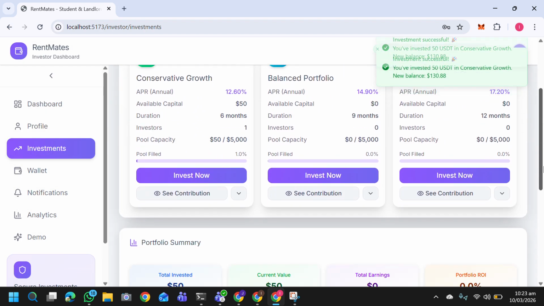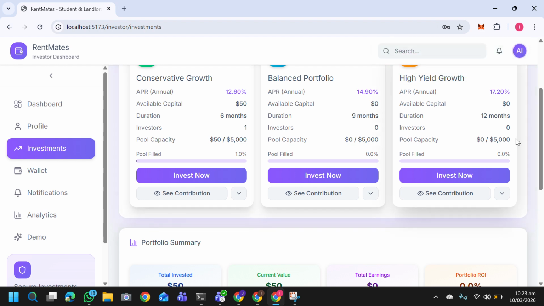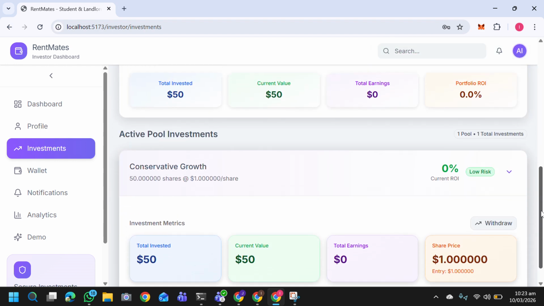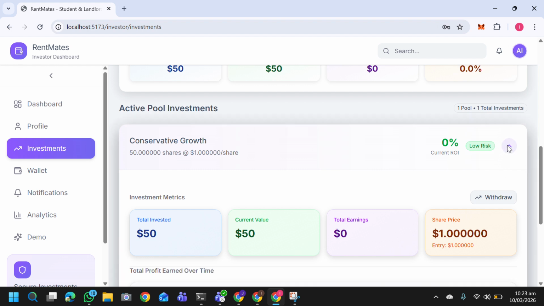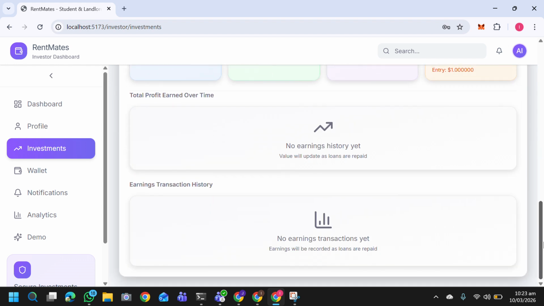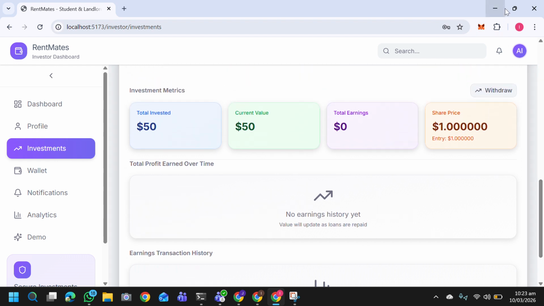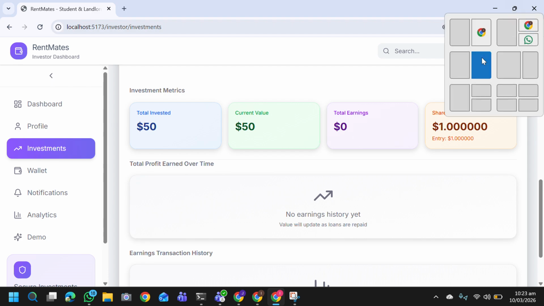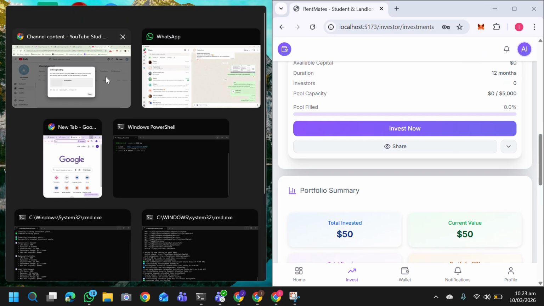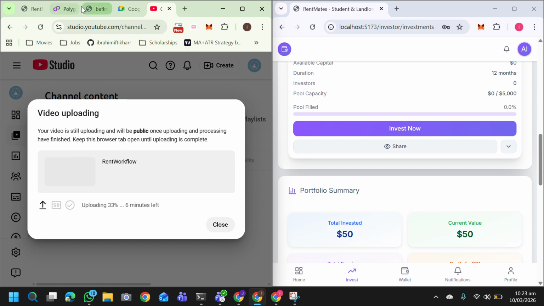So he's invested successfully. You can see the available capital has increased, right? This is the performance for now, but since there are no loans issued, the earnings are not there. Now, what exactly happens on the side of the student.